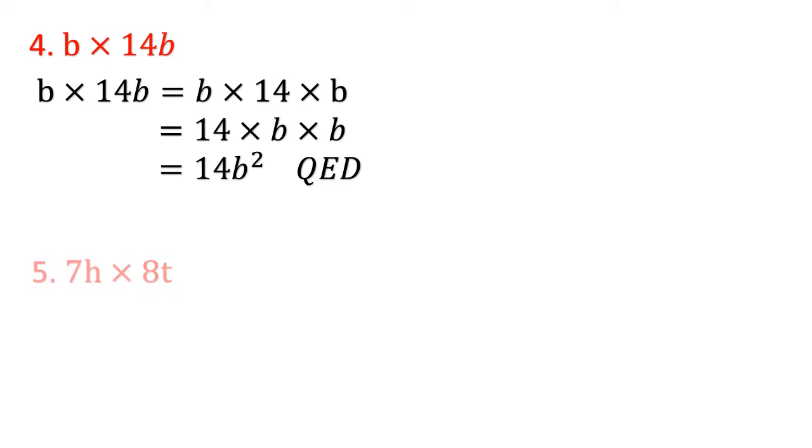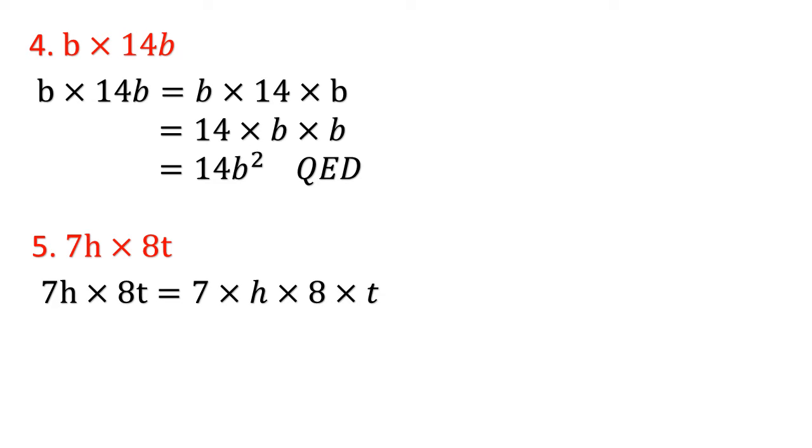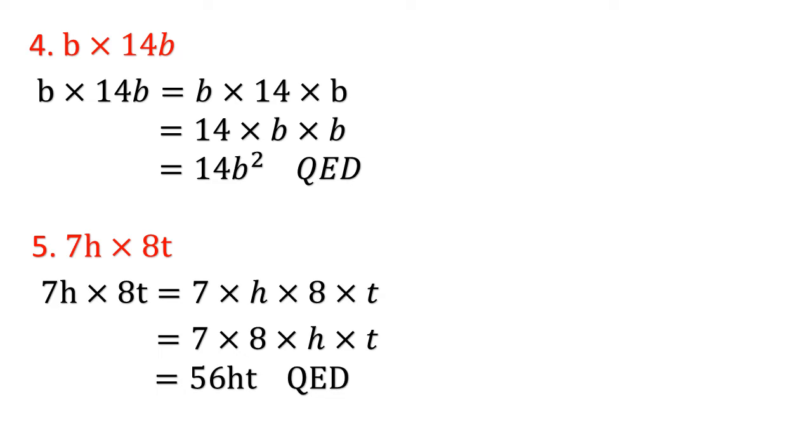So take our next example, 7h times 8t. 7h times 8t is equal to 7 times h times 8 times t. 7 times 8 will give 56. h times t will give us ht. So 7 times 8 times h times t is equal to 56ht.